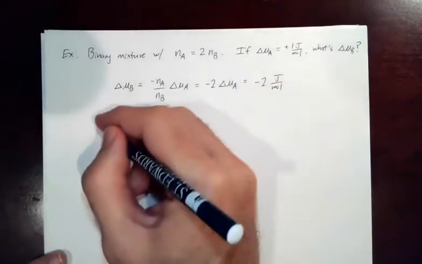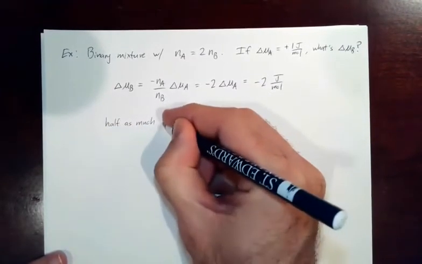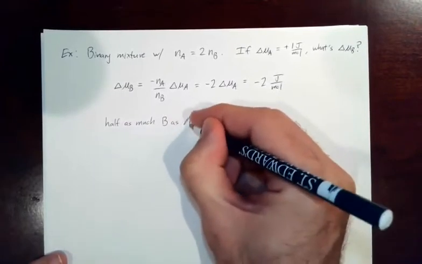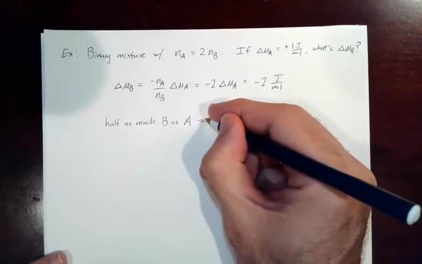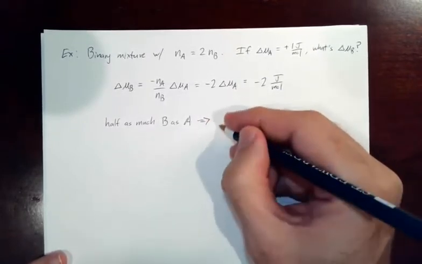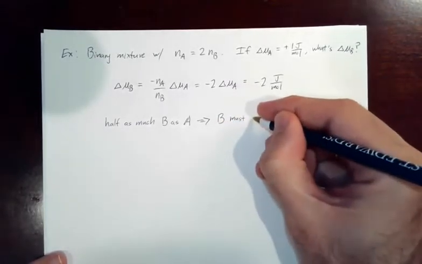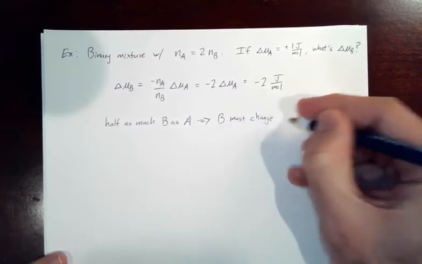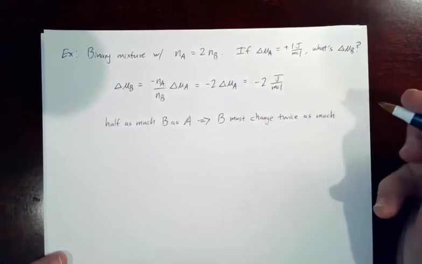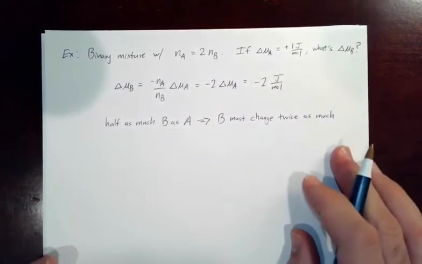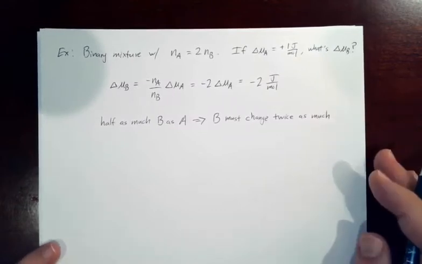So notice that because there was half as much B as A, B must change twice as much as A, in order to counterbalance and keep the sum equal to 0 in the Gibbs-Duhem equation.